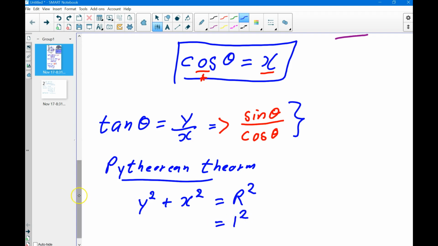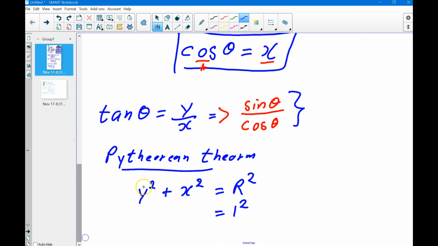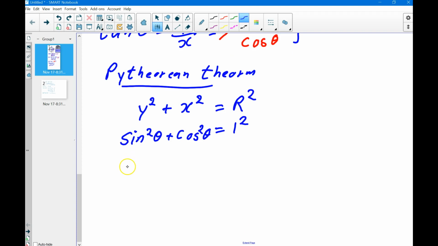Up here I was saying how I can substitute y and sine interchangeably. So instead of having y down the bottom, I'm going to change it into a sine. So instead of using y squared, it's going to be sine squared theta. And instead of my x, I'm going to use cos squared theta. And then we'll keep taking it one more step further to the last step. It's going to be sine squared theta plus cosine squared theta, and 1 squared is equal to 1.